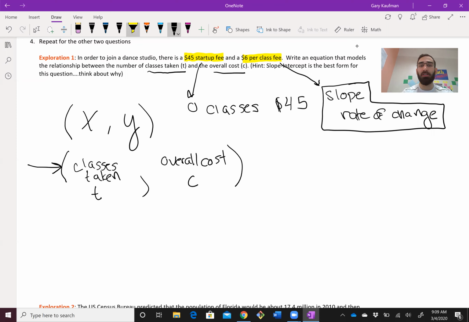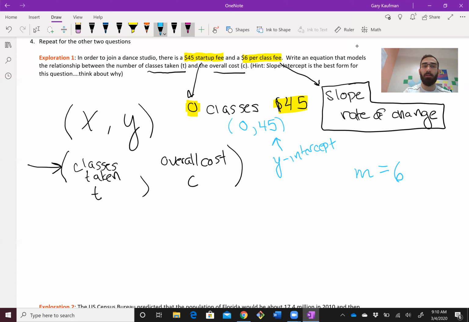Because then hopefully you can see right here we have 0 classes, $45. Well, I can take that and now write it as an ordered pair, 0, comma 45. Well, whenever we have 0 in the x, this right here is the y-intercept. And so what we now see is we have the y-intercept 0, comma 45. We have the slope, which was 6, the rate of change. Well, if I have the slope and the y-intercept, then my goal is to write slope-intercept form.